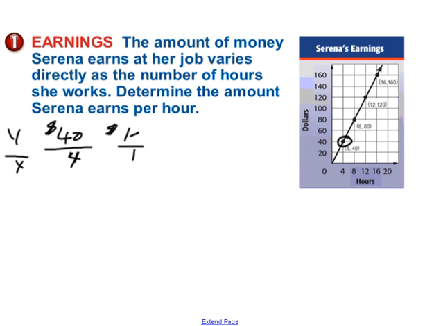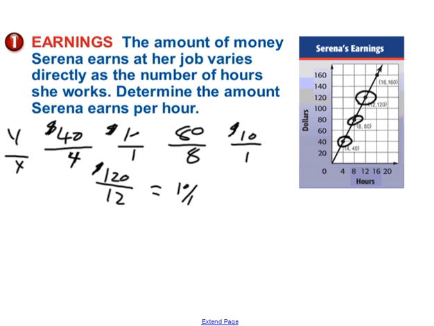All right, I'll check it here again. 8 hours worth of work for $80 worth of pay, so 80 over 8 reduces to $10 per 1 hour. So we're on a roll here. It looks like it's going to check out. If she works 12 hours and earns $120, remember the y value goes in the top, so in the numerator, so it's 120 divided by 12, or $10 per 1 hour. That checks out. We'll do it one more time.